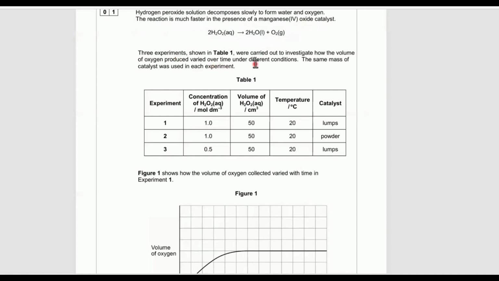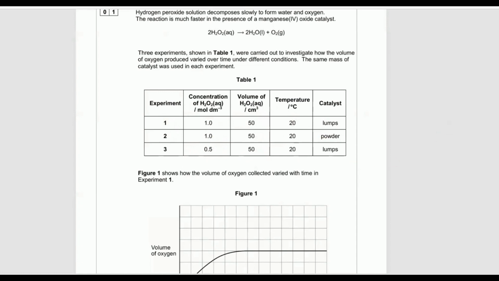3 experiments shown in table 1 were carried out to investigate how the volume of oxygen produced varied over time under different conditions. The same mass of the catalyst was used in each experiment. Experiment 1 had a 1 mole per decimeter cubed concentration, a volume of 50 centimeters cubed, a temperature of 20 degrees, and used the catalyst in the form of lumps. In the second experiment, the concentration, volume and temperature are the same, but this time they powdered the catalyst. In experiment 3, we're using half the concentration, the volume and temperature are the same, and they're using lumps again.